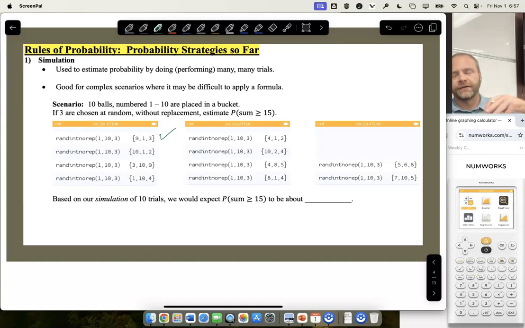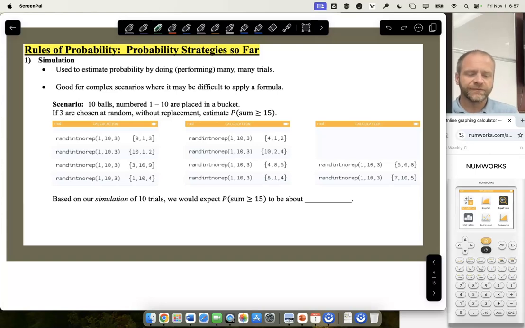Then I do it again, shake it up, mix thoroughly, grab one, grab one, grab one. That's what without replacement means. I'm doing 10 different trials on this. So if I look at this, I want to know the probability of having a sum greater than or equal to 15. And this is our simulation.